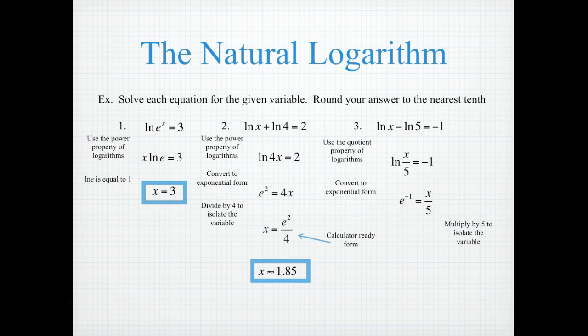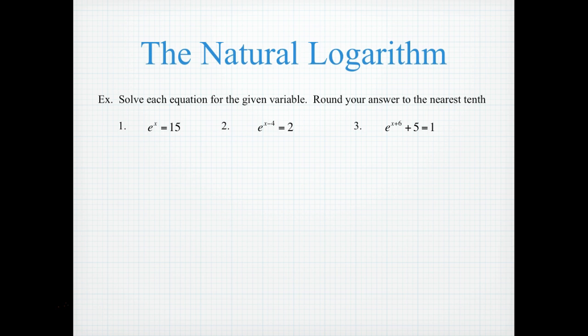And to isolate my variable, I'm going to multiply both sides of the equation by 5. And remember, e to the -1 power can be sent down to the denominator, so the exponent can become positive, which gives me x equals 5 over e. And again, this is considered calculator-ready format. Plugging that into the calculator gives me an approximate value of 1.84.